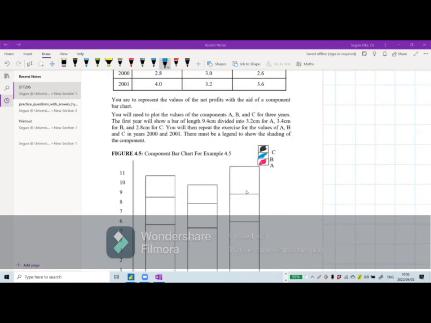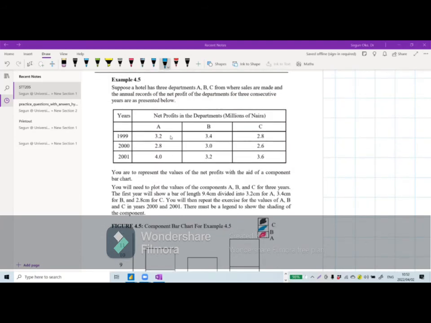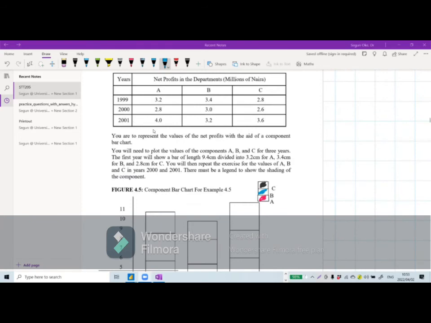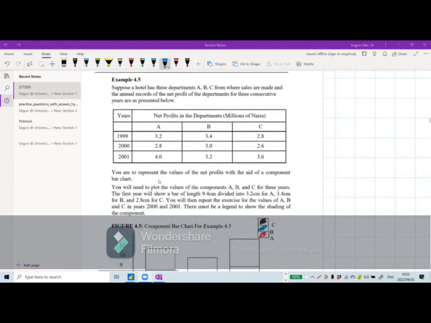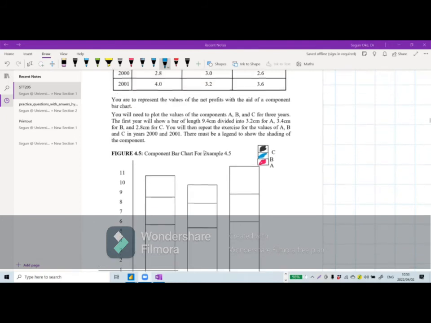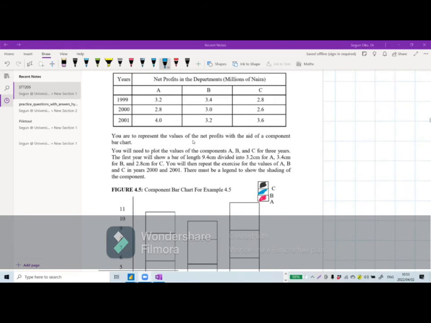So how do we explain 3.2? That's where I'm going. How do you explain 3.2, please? How do we plot it? That is my own question. When is 3.2? When is 3.4? When is 2.8? So basically, it's like a summation, like what we have on the y axis.